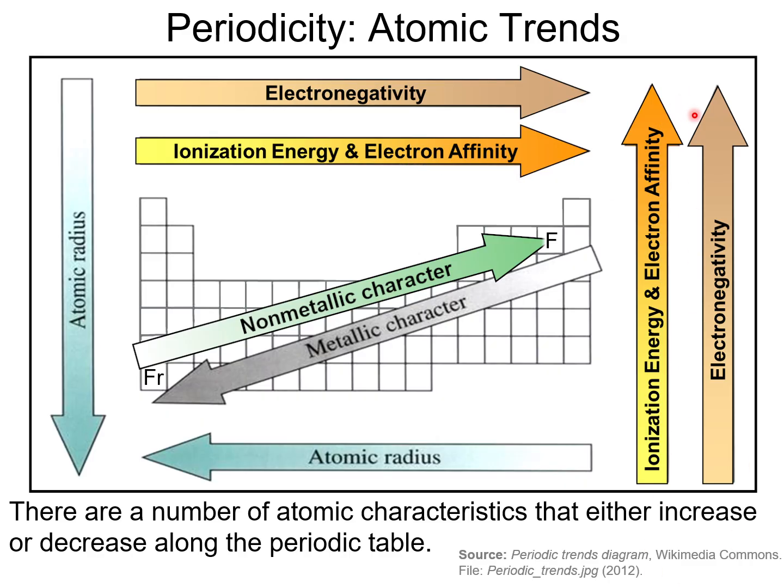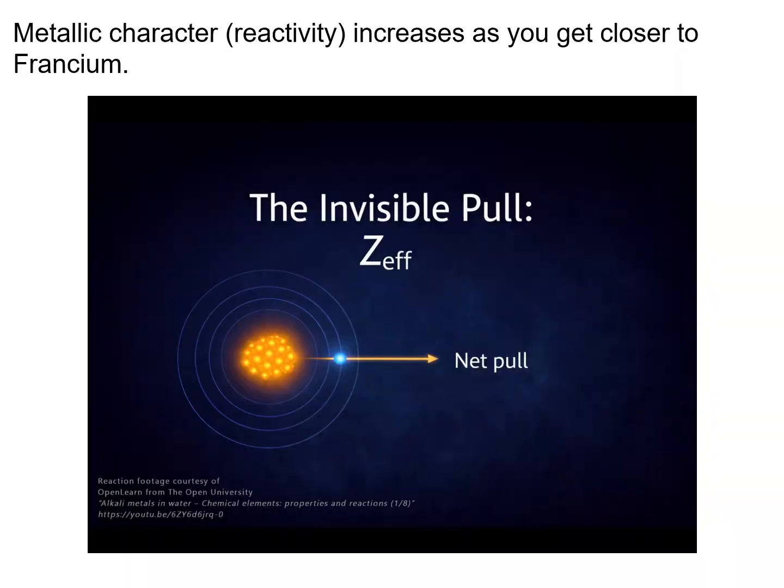Metallic and nonmetallic character refer to how reactive they are. As you can see from looking at this image, fluorine has the greatest nonmetallic character. That means that it is the most reactive of the nonmetals. Metallic character, reactivity, increases as you get closer and closer to francium. And as we go through this, I will be mentioning different benchmarks. So, largest and most metallic, francium.